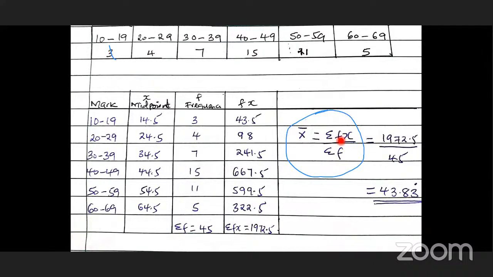The formula told us that to get the mean of X, we need the summation of the column fx over the summation of the column f. So I had calculated this one, and it gave me that the summation of fx was 1972.5. So that will be my numerator. The summation of f was 45, so that gives me my denominator. So eventually I have 43.83 recurring as the estimate for the mean of X.